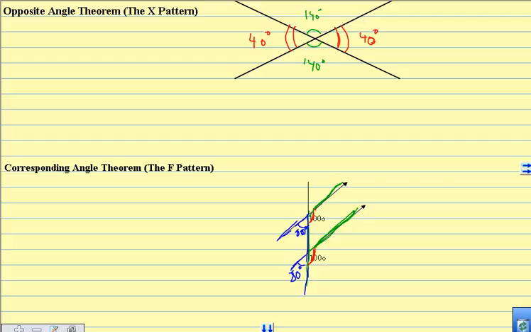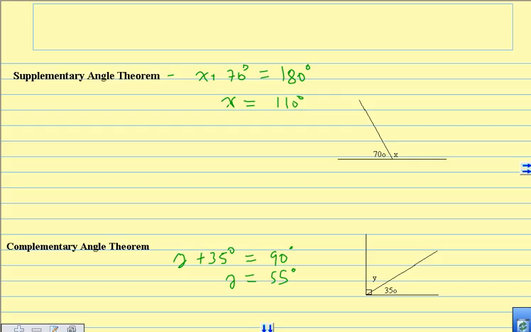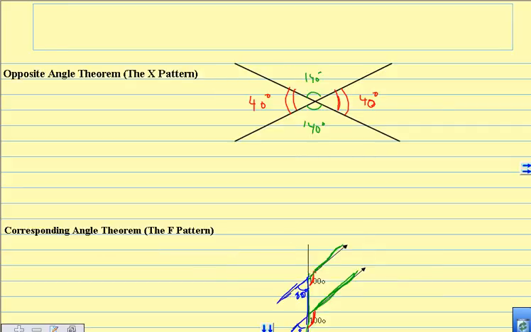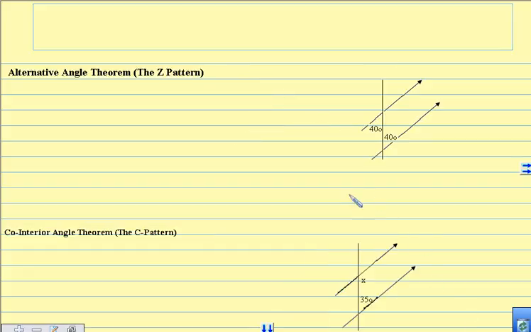Okay, welcome back. Last time we talked about a few angle theorems, parallel lines. We talked about the supplementary angle theorem, the complementary angle theorem, the opposite angle theorem, and the corresponding angle theorem, the F pattern and the X pattern here. Today we're going to be moving on. We're going to talk about a couple other theorems here.